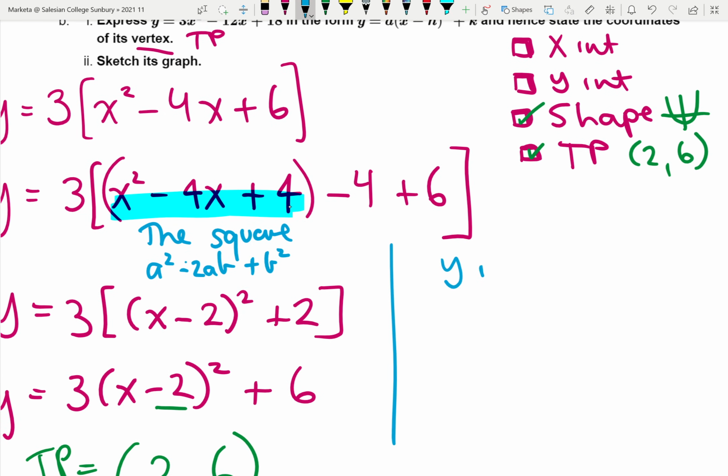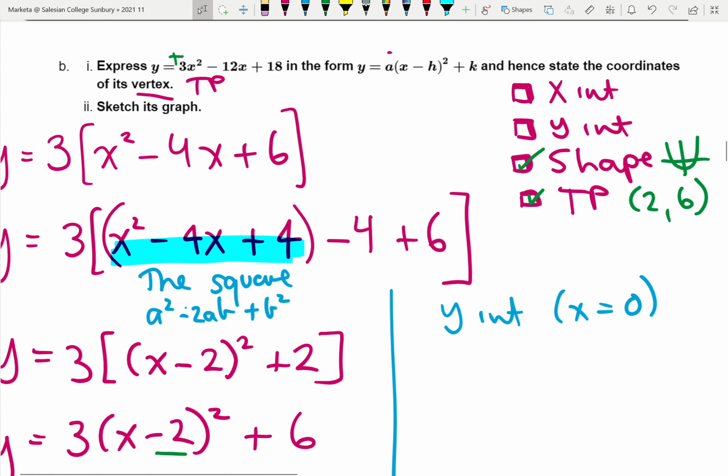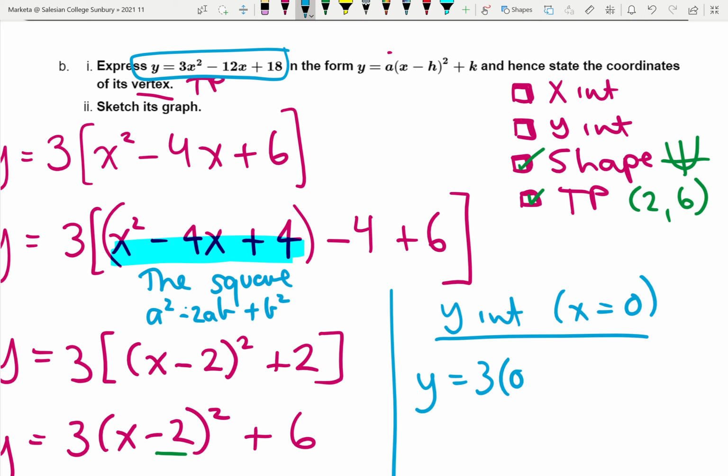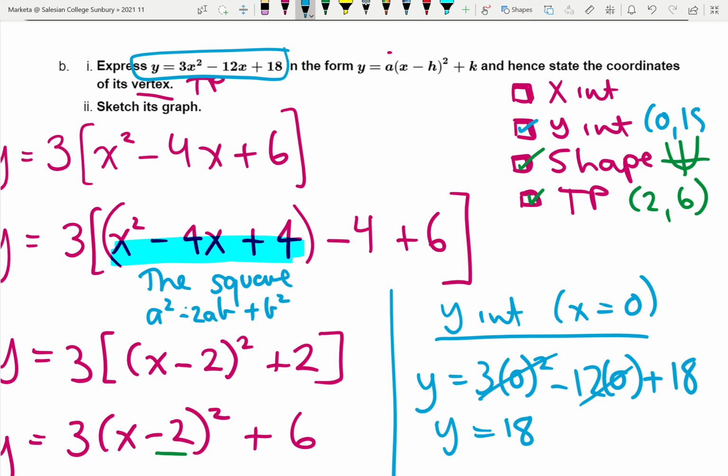So y-intercept, x equals 0, and I can sub this into either the turning point form or the original, but as I was talking about before, it's actually a lot easier to do it from the form here because, well, the y-intercept is 18. When you sub a 0 in, you get rid of all those x's. I'm going to write it out just to make sure it's clear, but you don't really need to. So y equals 18. So that cancels because they're both 0. So our y-intercept in coordinates is 0, 18.